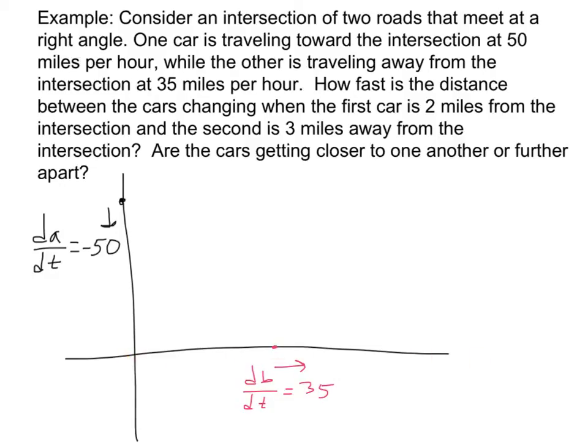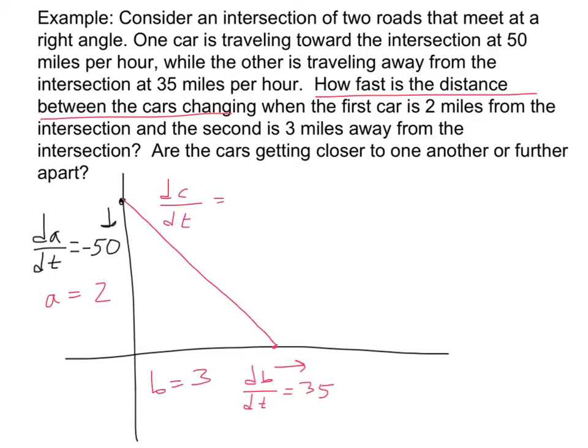Now it says, how fast is the distance between the cars changing when the first car is 2 miles from the intersection? So that means over here that A is 2, and the second car, this one, is 3 miles from the intersection. The question is asking, how fast is the distance between the cars changing? This is the distance between the cars. They are effectively asking me to find dC dt. Before I do that, what is one additional piece of information that I need to figure out? I need to figure out what C is.